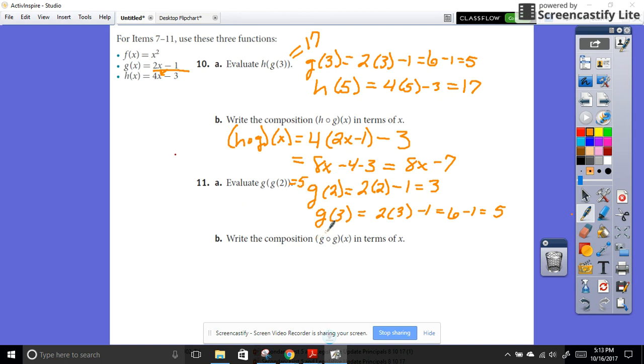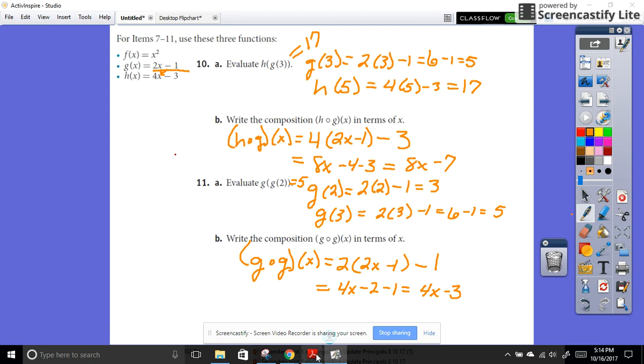They want us to do a composite function, g of g. So they want us to rewrite the g function. Take out the x and put something in its place. What's going in the place? Well, we're going to plug the g function into itself. So we're going to plug in 2x minus 1. Can we simplify that? You bet. Distribute. 2 times 2x is 4x. 2 times negative 1 is negative 2. This just gets brought down. So 4x minus 3.